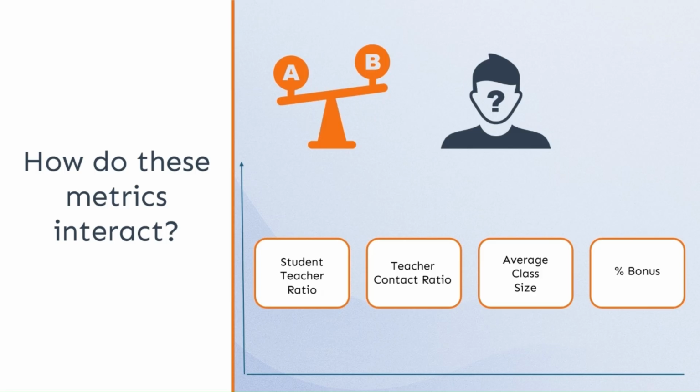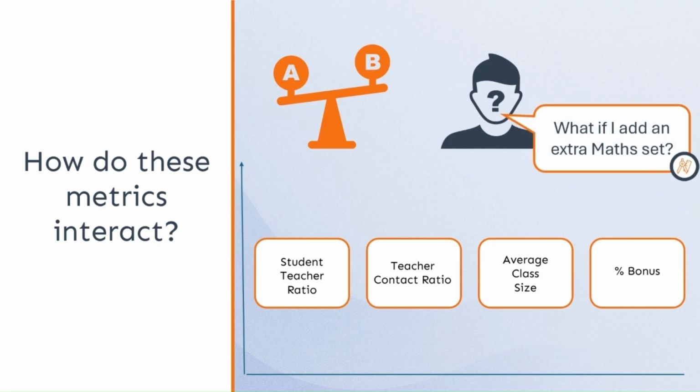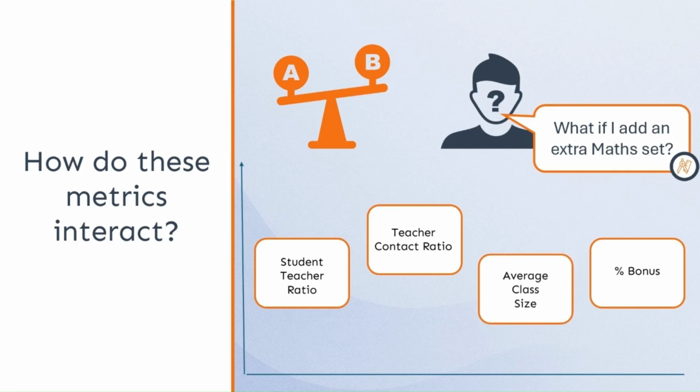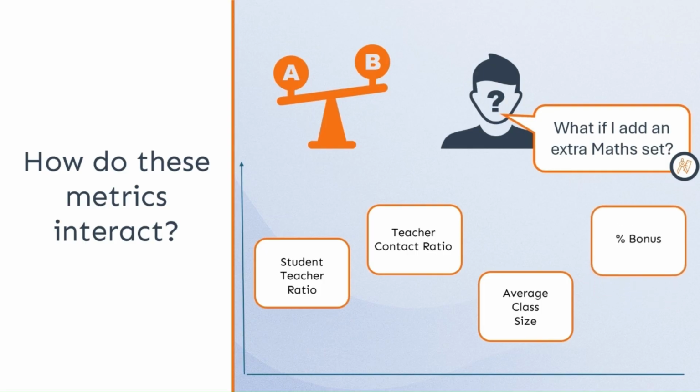Now imagine the head says, instead, what happens if we add an extra maths set? Student-teacher ratio stays the same, the staffing hasn't changed. The teacher contact ratio goes up this time, more classes to teach, but with the same number of teachers. Average class size goes down, as classes are now spread across more sets, and percent bonus goes up. You're providing more classes than the minimum.